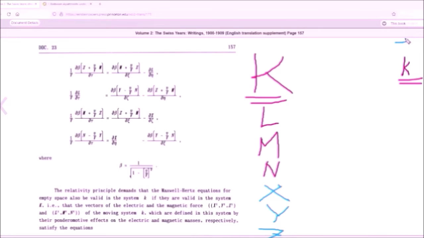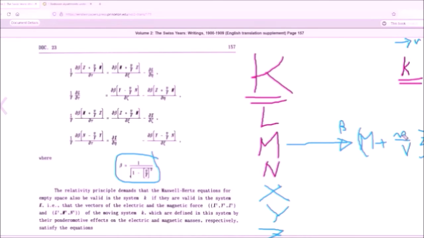This frame is moving with the velocity v, that is the electron motion inside the coil. How is he going to transform this component to this component? The M component is transformed to M plus small v over capital V or c times Z, and all that is multiplied by the factor beta.